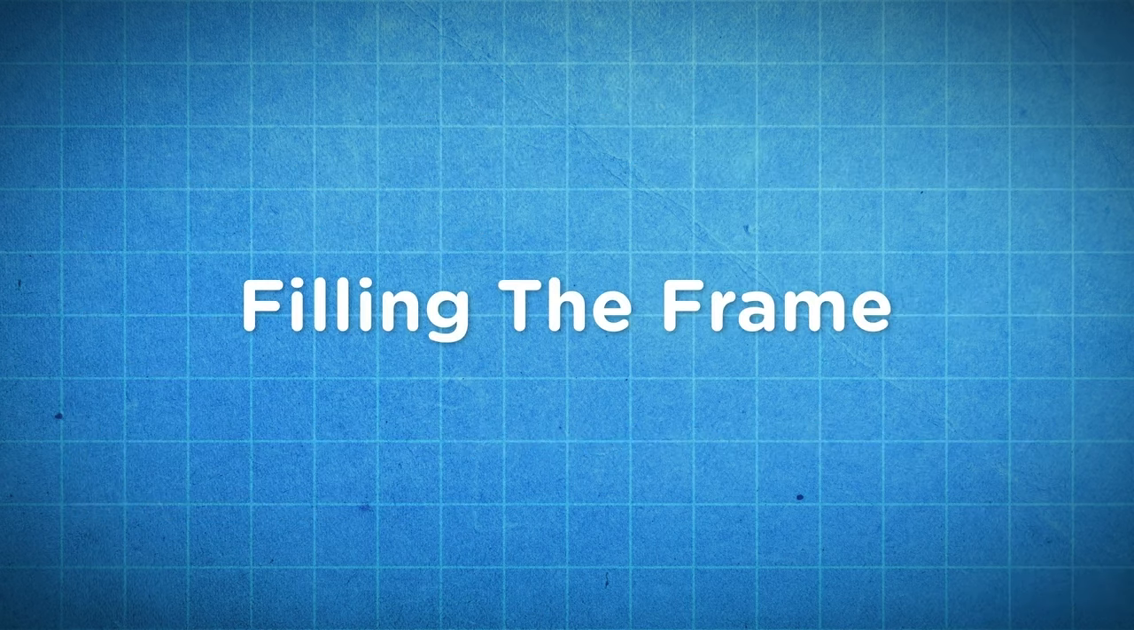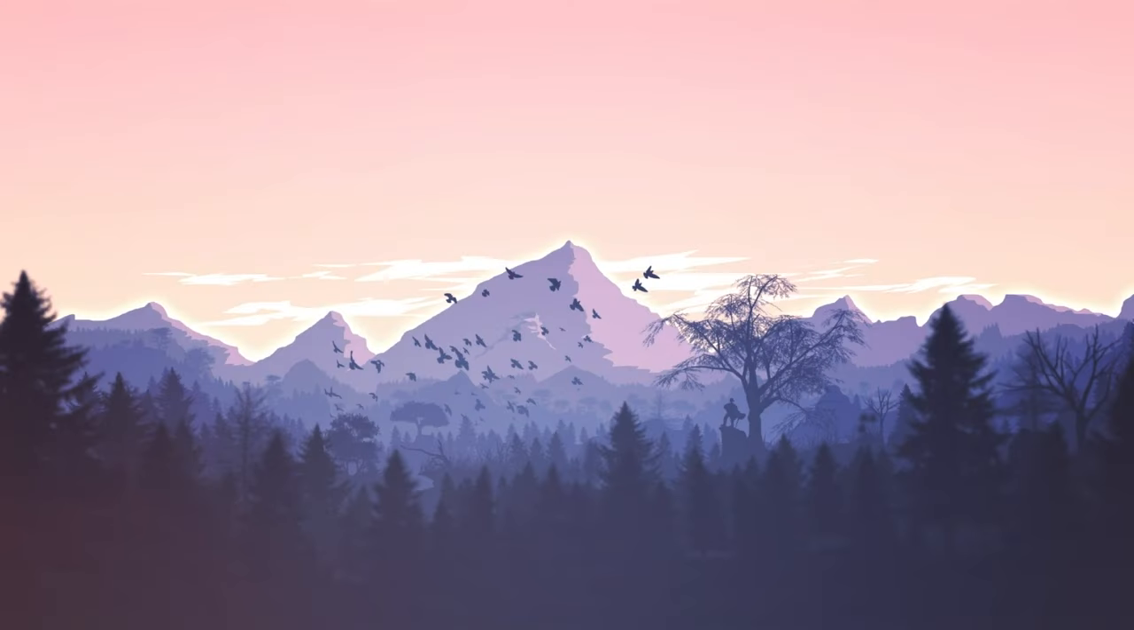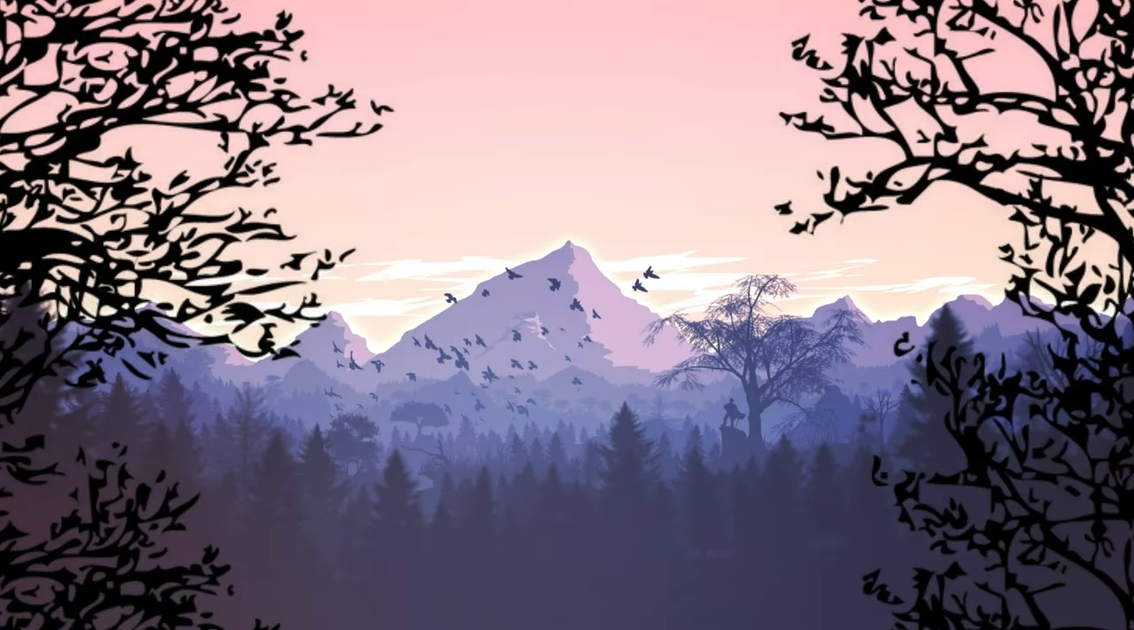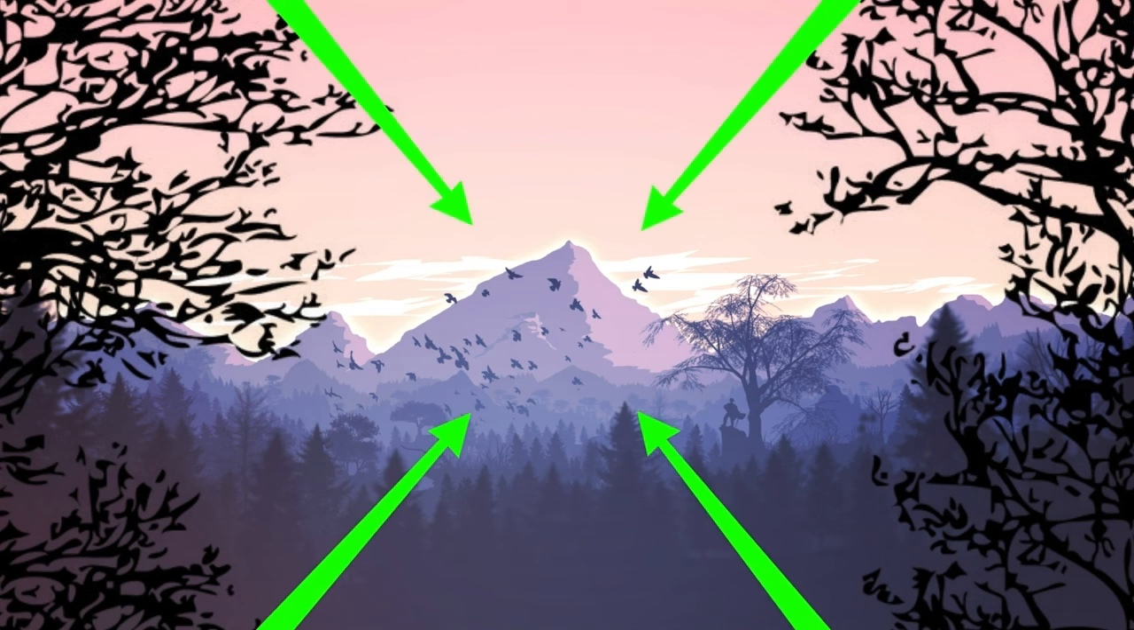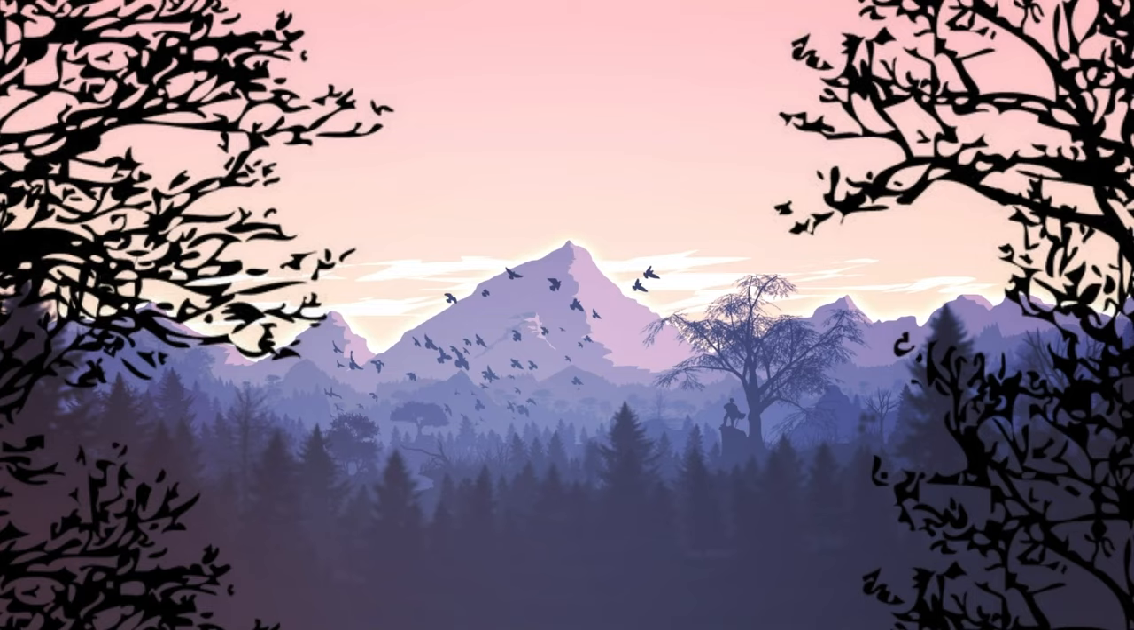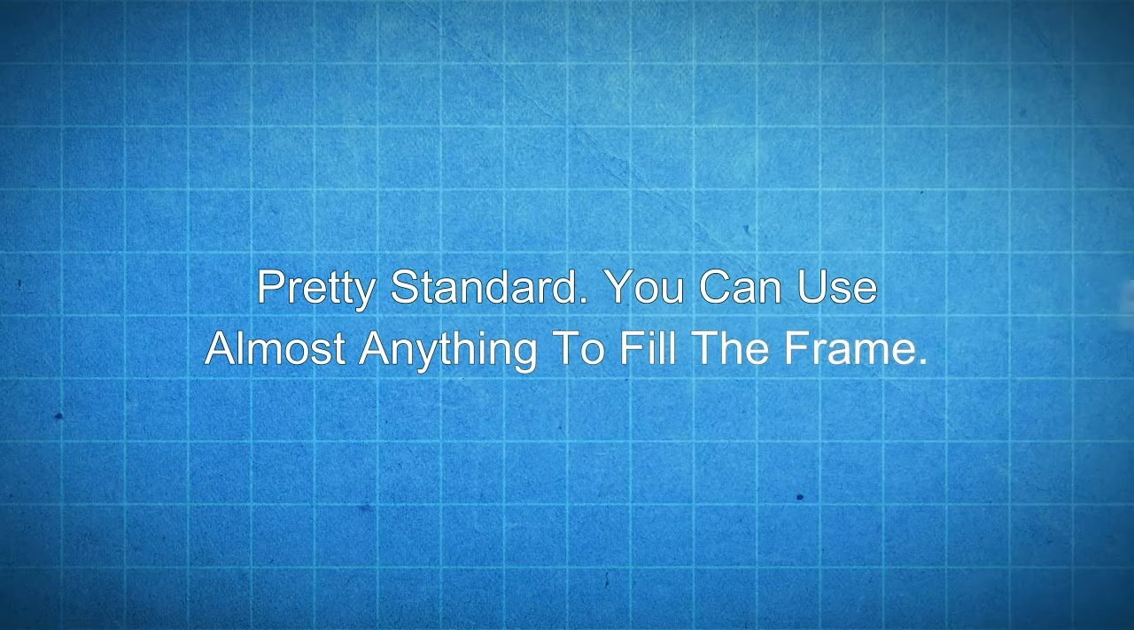Next, we're going to talk about filling the frame. This is a style choice that is done by positioning more objects in the foreground of the image to create a much fuller shot and draw your eye closer to the subject. The foreground is the front of the image, and the background is the back of the image. Foreground versus background. Pretty standard.